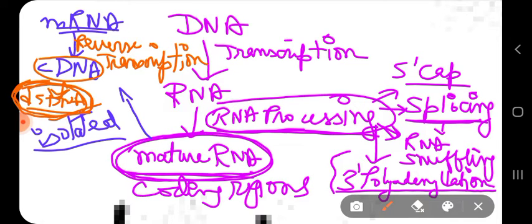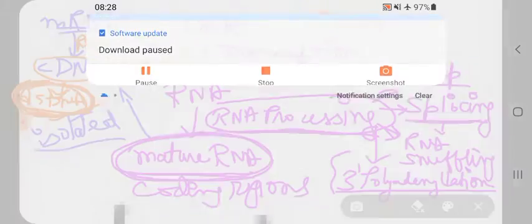So this is the main trick that scientists want to do. They want to construct only the genes which code for proteins, and that's why they go for cDNA library. Okay, that's why they go for cDNA library construction.